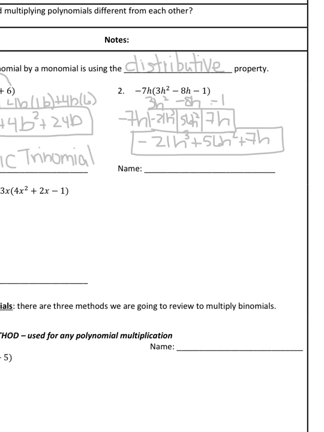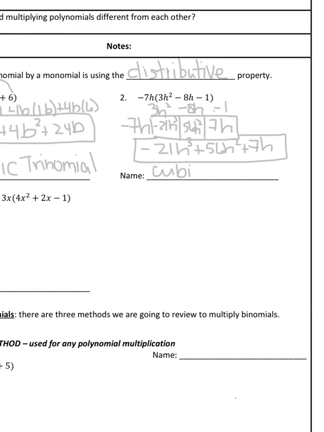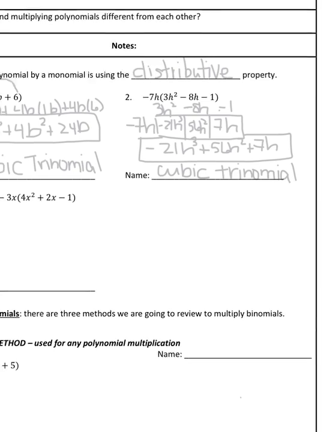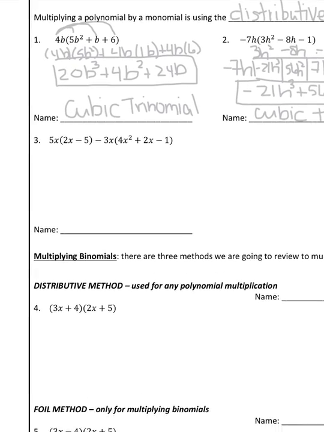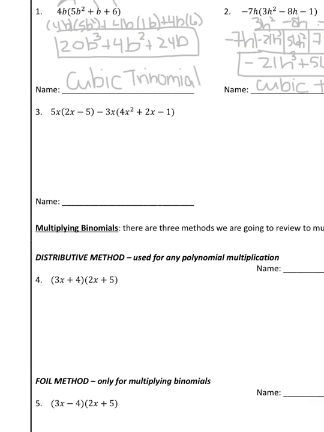This again, the biggest degree is a power of 3, so again it's a cubic. And there's 1, 2, 3 terms, trinomial. So it's another cubic trinomial answer. All right, so let's look at one more similar to these guys here. So let's move this over so we can see the problem nice and clear.